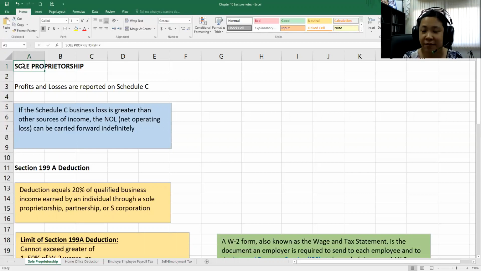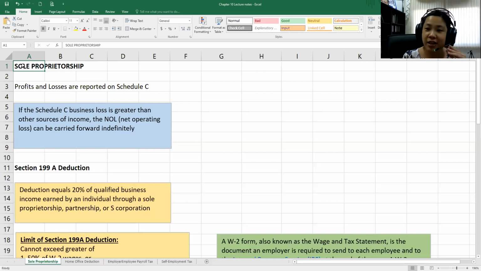The second type of business organization is called corporation. Now, for corporations, the corporation itself is the one who is responsible to pay the tax. It's the taxpayer, and also the shareholder. When the shareholder receives the dividend, it also has to pay tax.